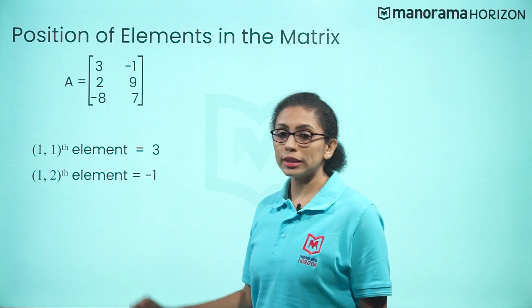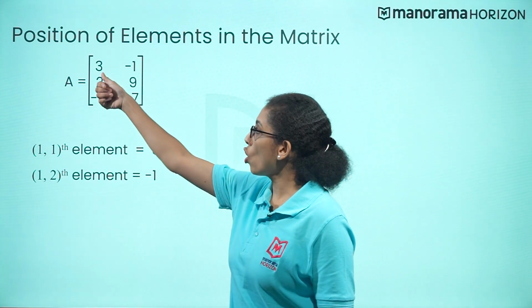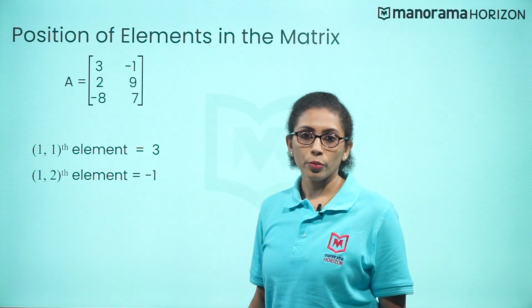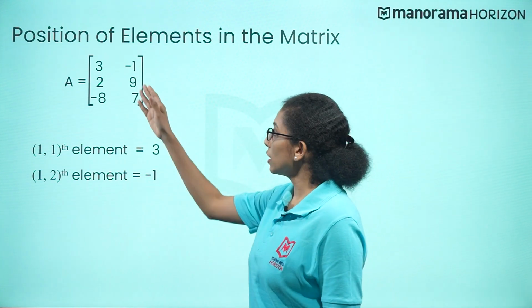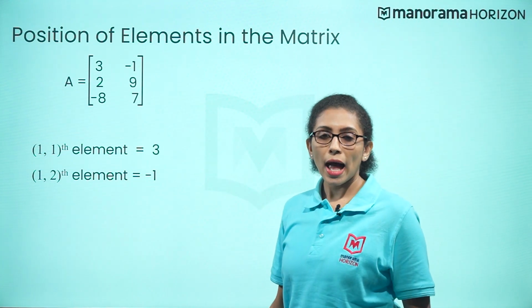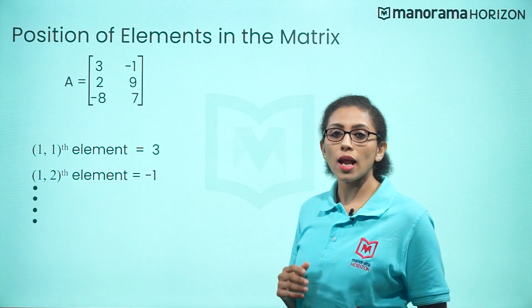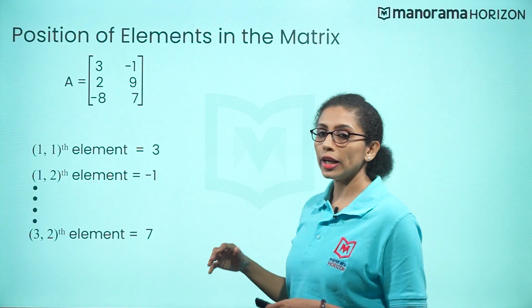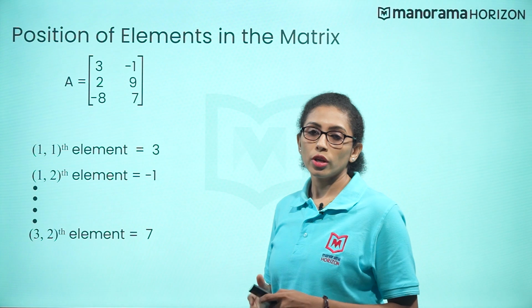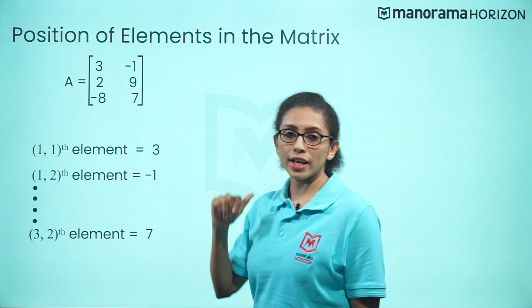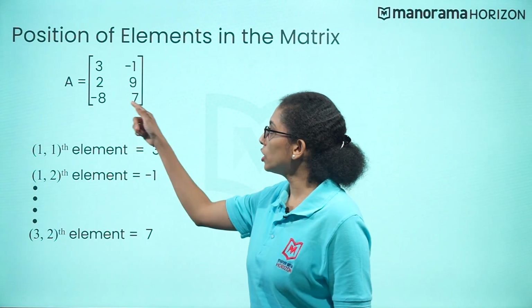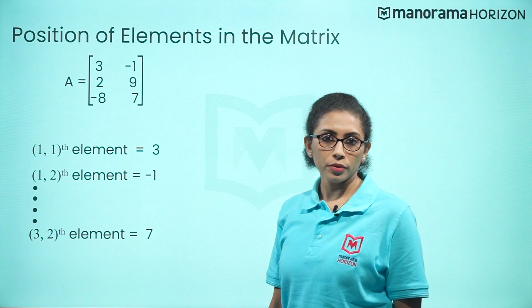What is the 1, 2th element? First row, second column. So the element is -1. And this goes on, and the last element would be the 3, 2th element. It will be 7 in our case. That is third row, second column.